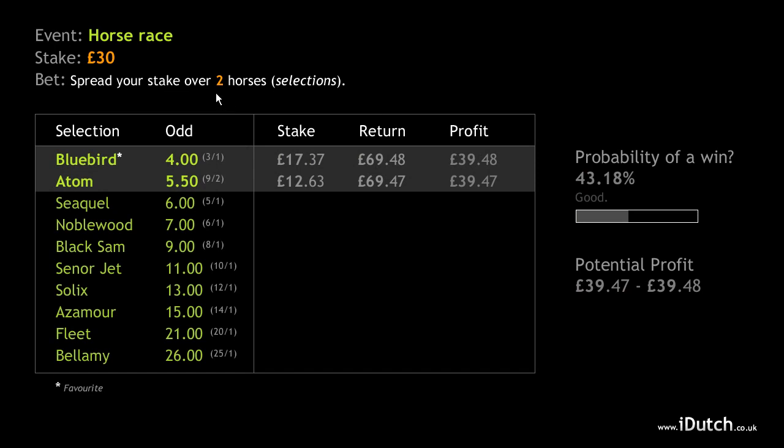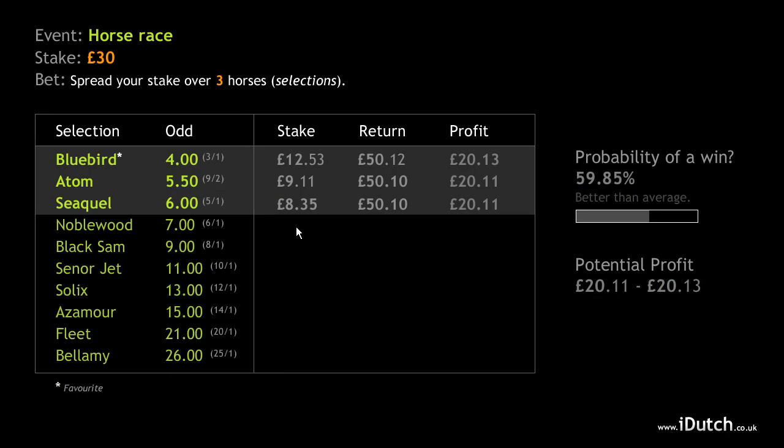Using our £30 stake, let's cover the top 2 horses. The calculations will determine how much stake is required for each horse to ensure an equal profit if either horse wins. In this case, our return is £69, with a potential profit of £39. So the probability has already increased from 25% up to 43%.